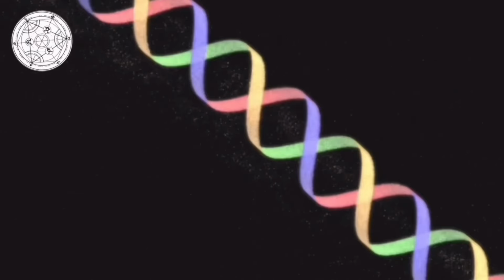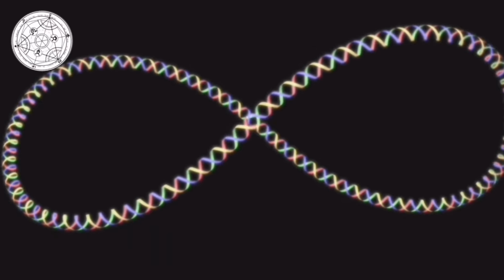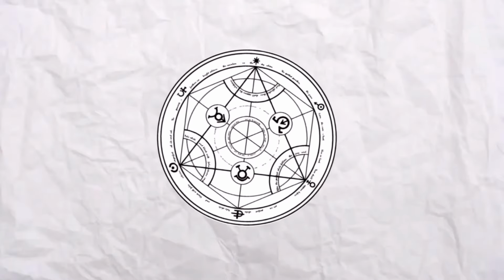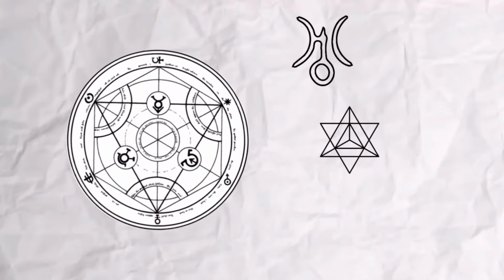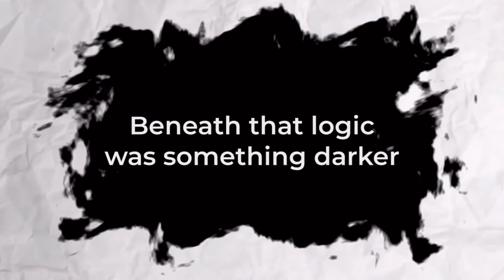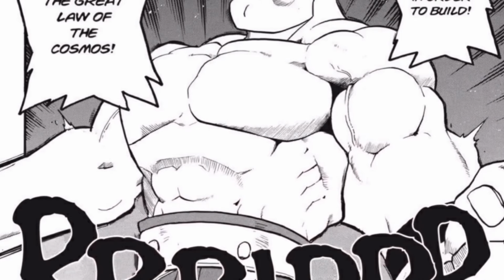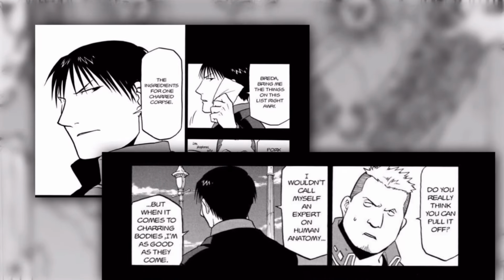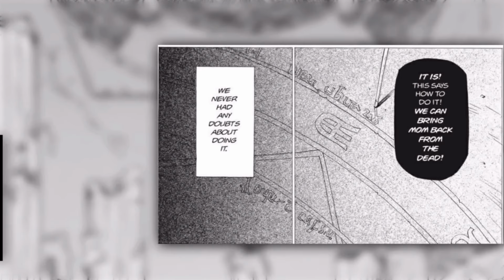The circle symbolized completion and balance, a representation of natural order. Inside it were formulas, alchemical geometry, and philosophical markings. But beneath that logic was something darker. Humans created the circle because they wanted more, to understand and reshape reality. And the circle made power feel logical. It turned morality into mathematics, and it convinced humans that consequences could be calculated.